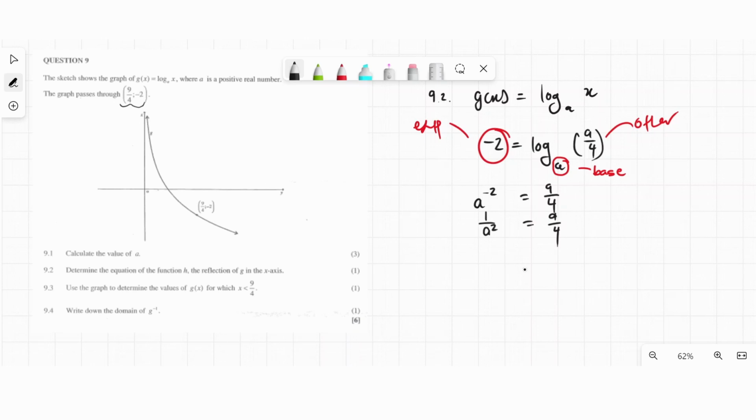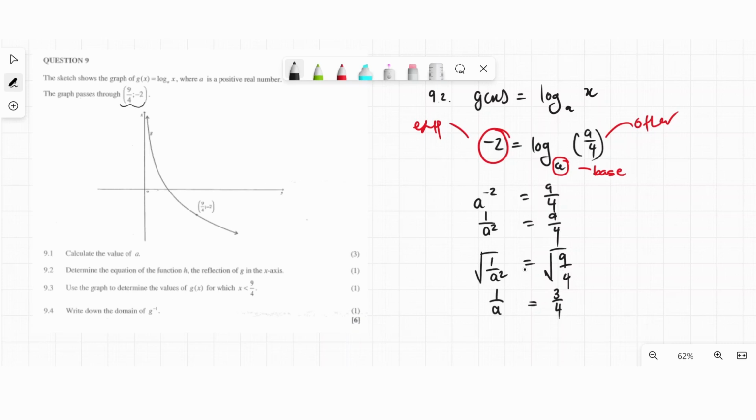Square root both sides, so you're going to have 1 divided by a, squared, is equal to the square root of 9/4. Punch this into the calculator. The square root of 1 is 1, and the square root of a squared is going to be a, and the square root of 4 is going to be 2. So this is the same as 1 divided by a, and this is going to be 3 divided by 2, right?